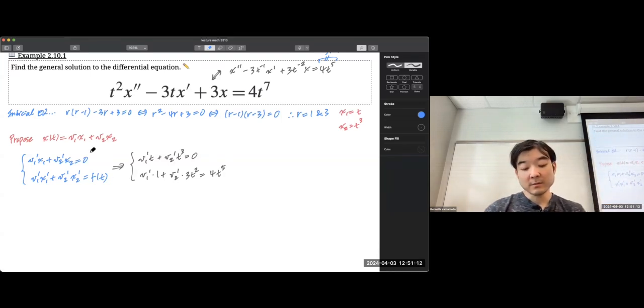Hopefully in one class we'll get through most of the variation of parameters. It's a little harder, right? So things are harder for this.